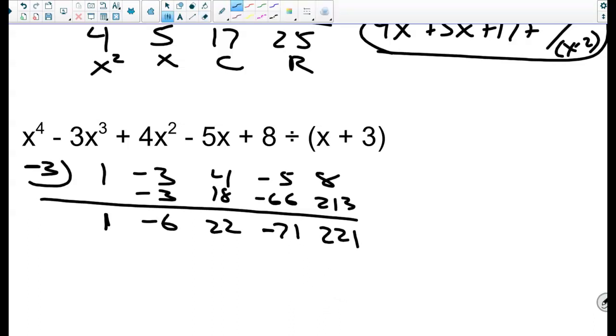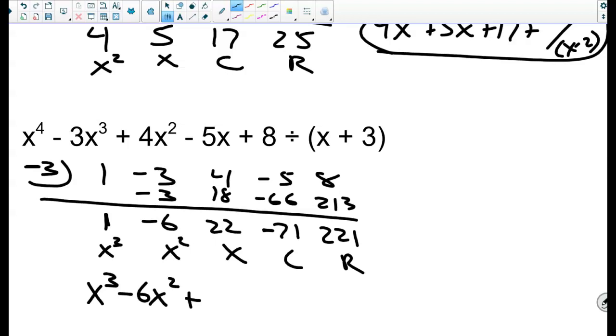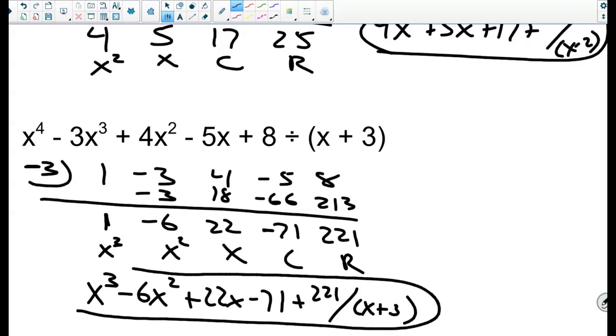Now, when I'm done writing my answer, we have remainder, constant, x squared, x cubed. So it's x cubed minus 6x squared plus 22x minus 71 plus 221 over x plus 3. And that's how the answer has to be written. It has to be in that form. You can't stop here. It's got to be x cubed minus 6x squared plus 22x minus 71 plus 221 over x plus 3.